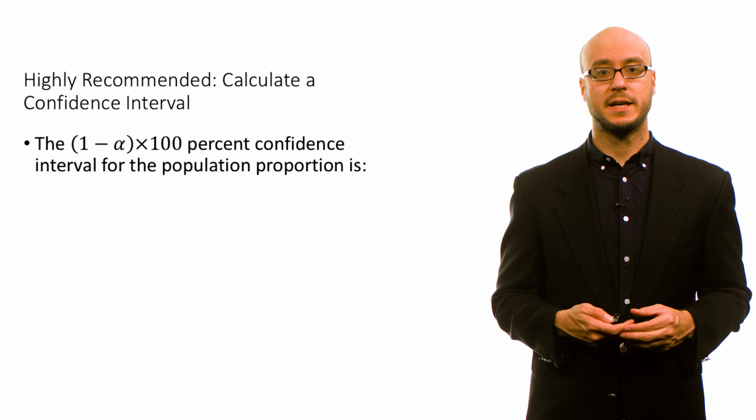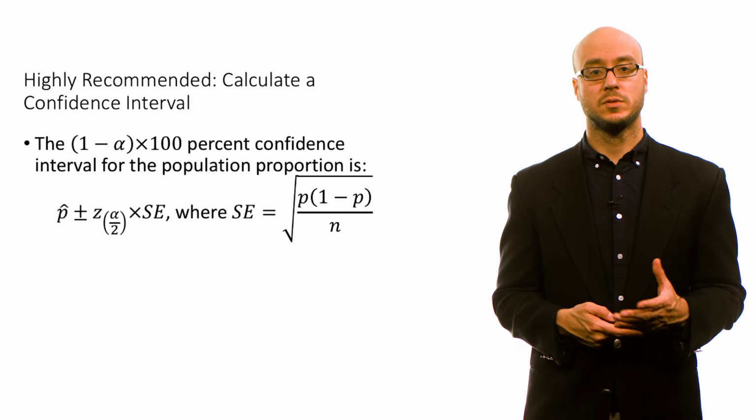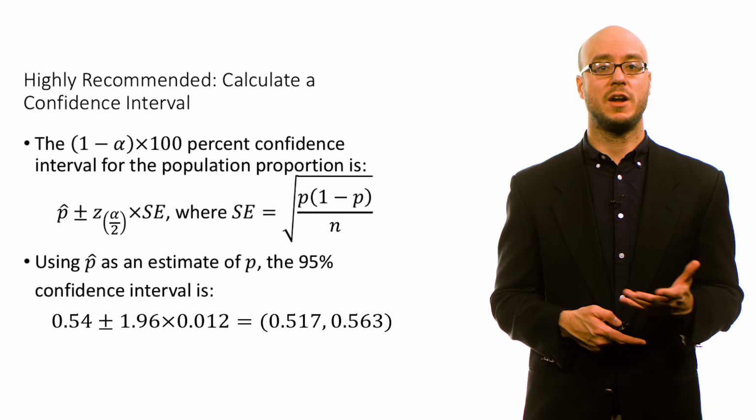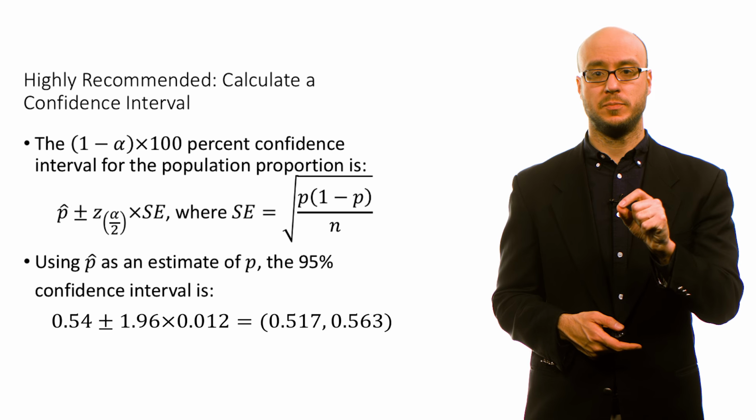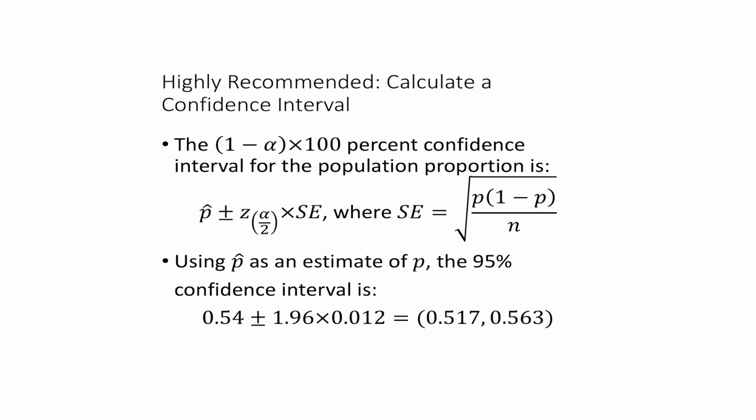Of course, I always recommend to calculate a confidence interval. So the confidence interval is p hat plus or minus z alpha divided by 2 times the standard error. We're going to use p hat now as an estimate of p when we calculate the z interval. So we can conclude that we're 95% confident that the true population proportion lies in that interval.